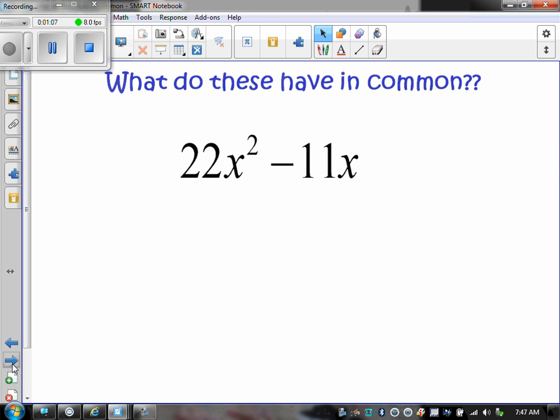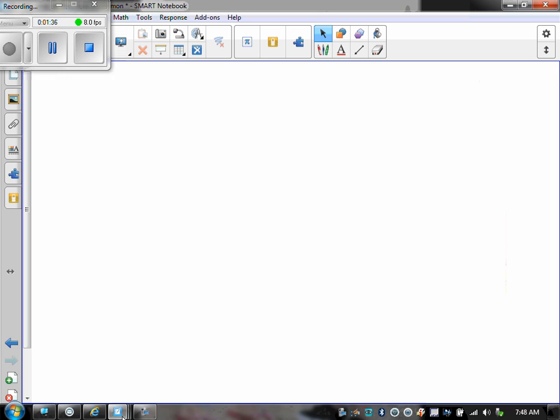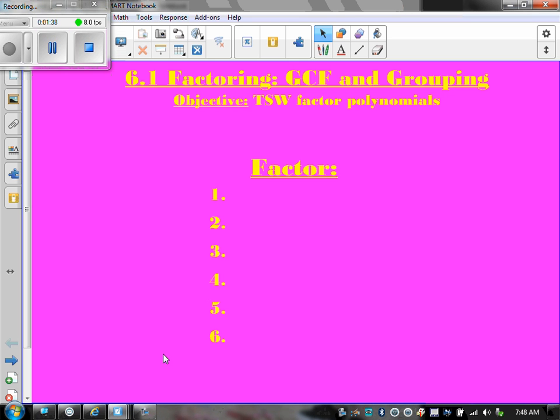We're going to talk about GCF. What do they have in common? What can we take out of all of them? All right, what do they have in common? Say it louder. They're all princesses. They're all princesses. That's me. All right. GCF is what we're going to talk about today, greatest common factor.